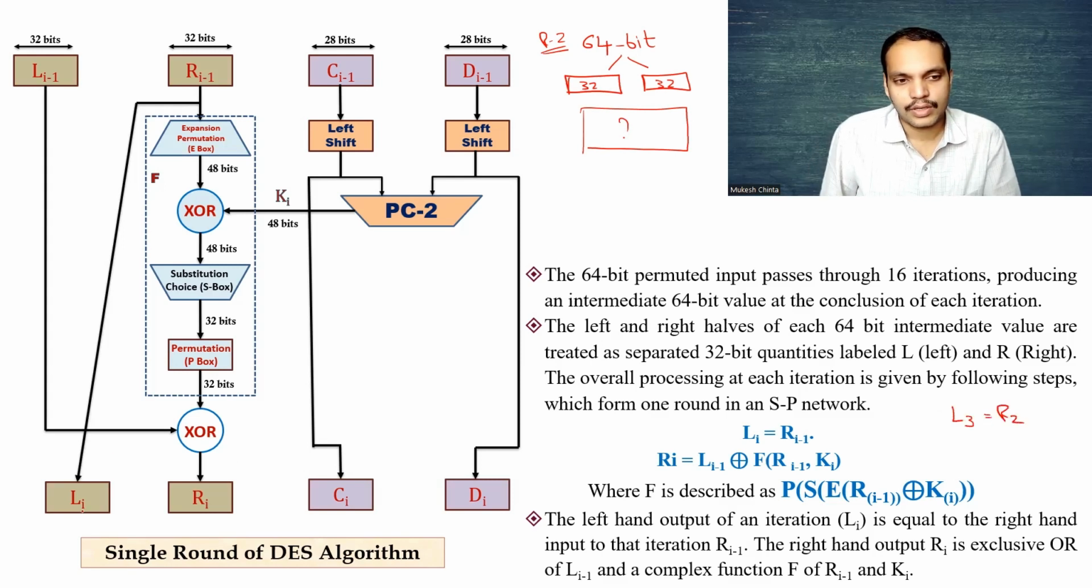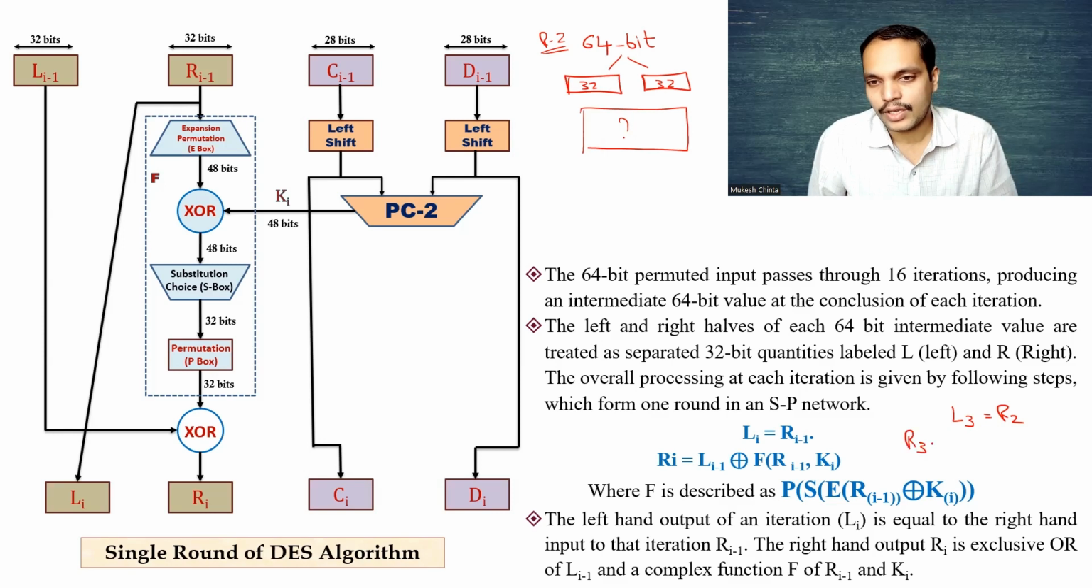That means you can see this. For the third round, the left hand side input is nothing but the right hand side input of round 2. That is what I have written here. And what about R3? That is the right hand input for round 3, which is nothing but, first let me define this function and then we will go with this.